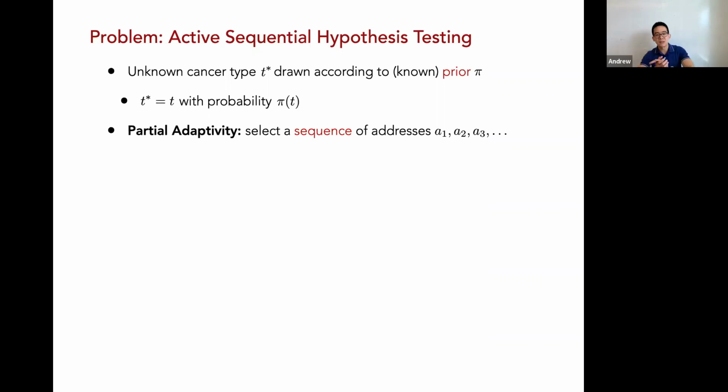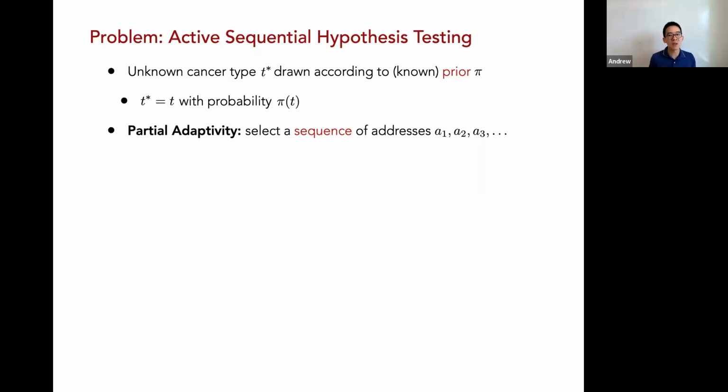The basic idea is this: you're going to construct a test. It's not like in the first half where you just select a bunch of addresses and sequence those, right? There has to be something quote unquote adaptive here. And the idea is this: you're going to select a sequence, an ordering of DNA addresses.